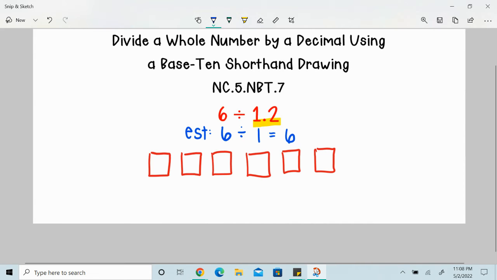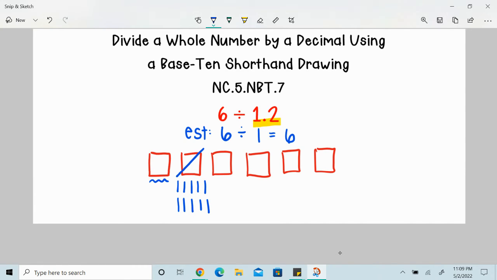When I look at this model, I can see that I could keep this first whole just as it is to make a group of 1 and 2/10. But then I would want to decompose this next whole into tenths so that I could make a group that has one whole and 2/10. So I'm going to do that down below. I'm going to decompose the tenths. So again, I decomposed that whole into 10/10.